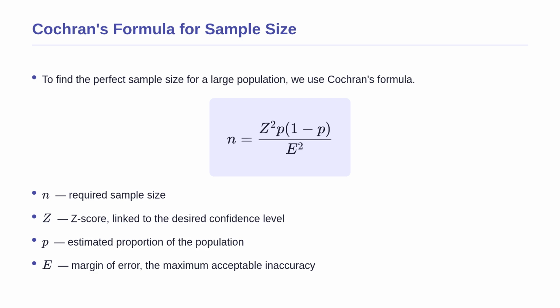The variable p represents the estimated proportion of the population that has the trait we are studying. We often set this to 0.5 to be safe. Finally, e represents the margin of error, which is the maximum inaccuracy we will accept. Notice that if we want a smaller margin of error, the value of e decreases, which makes the required sample size n increase significantly.